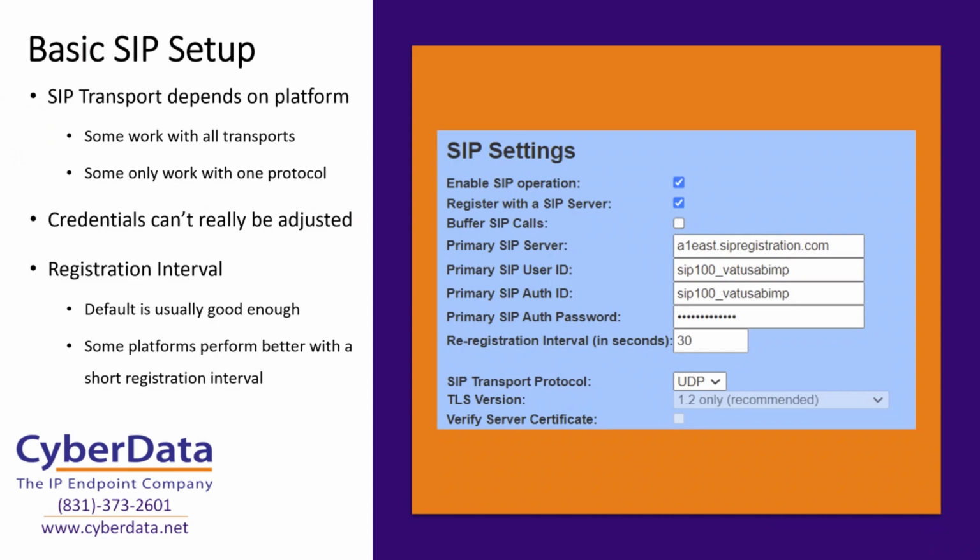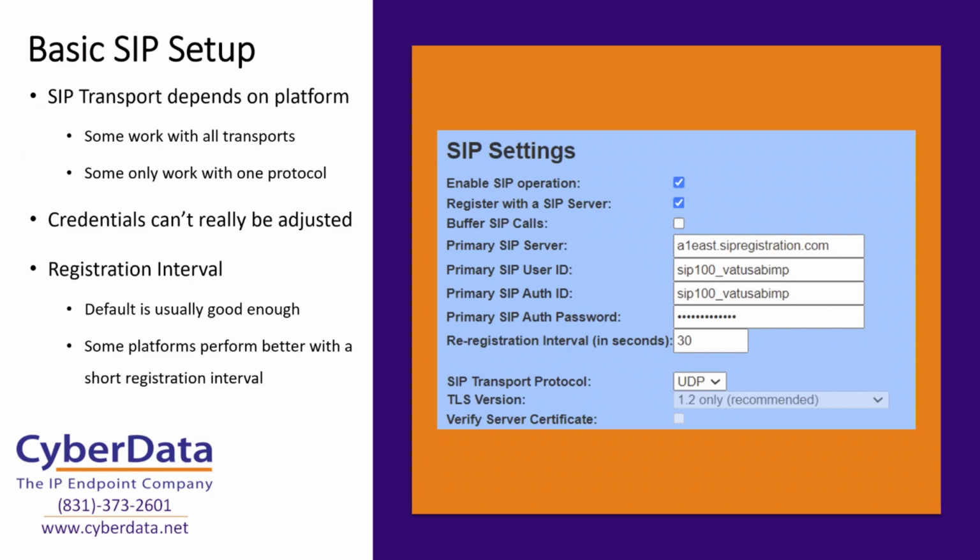So TLS is going to be supported more and more, but at the end of the day, it depends on what your platform supports. They really dictate what transport you're going to be using, so it's really up to them. If they're doing UDP, great, that's all you can do. If they're doing all 3 options, UDP, TCP, and TLS, then you can pick one of those.